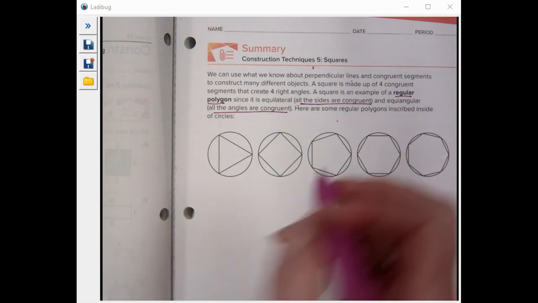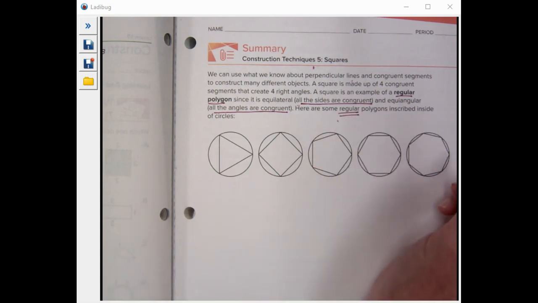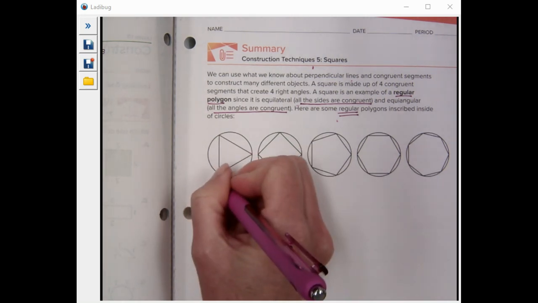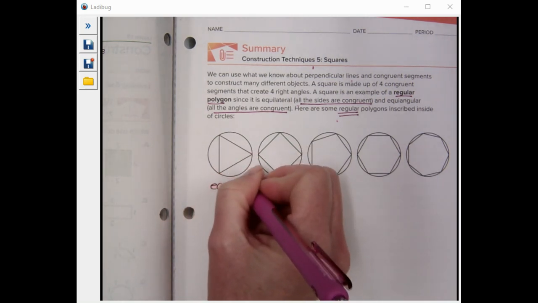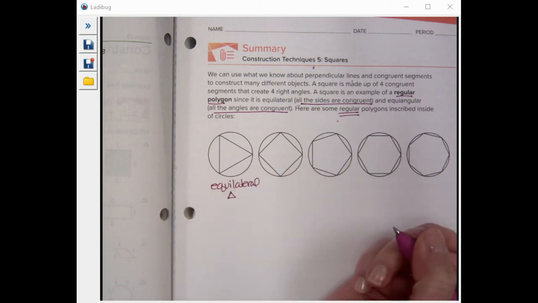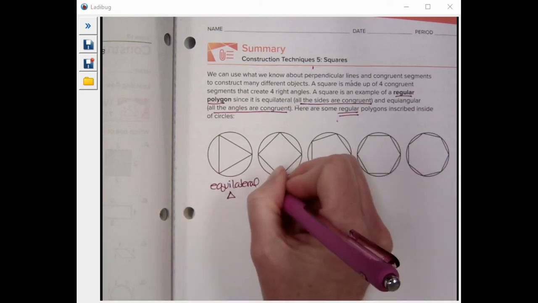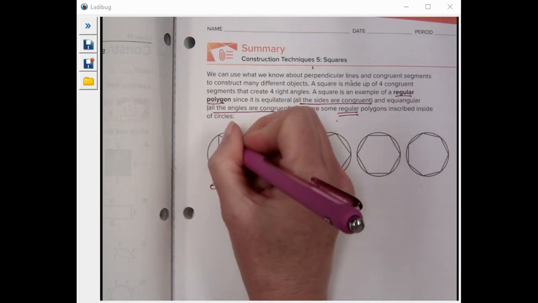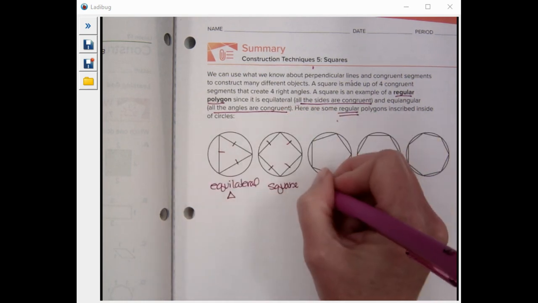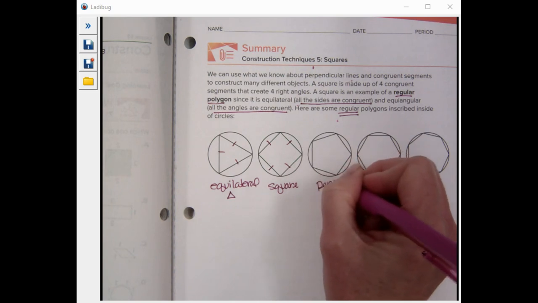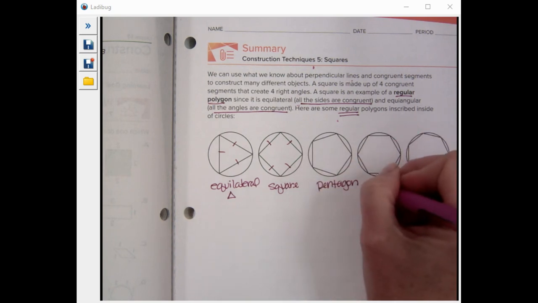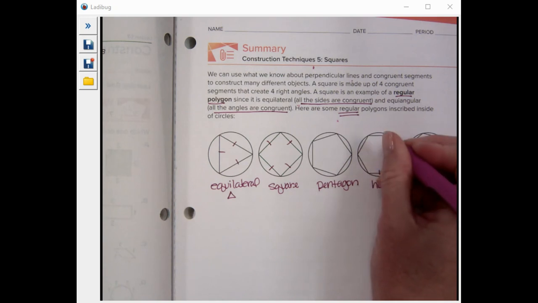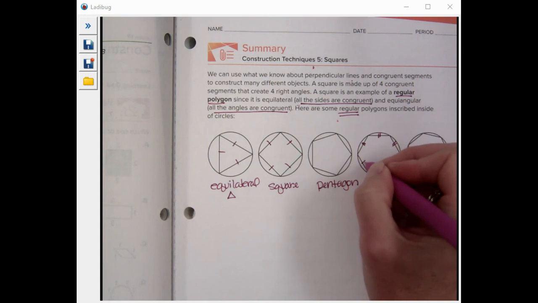These are some other regular polygons inscribed in a circle. We have already done this one. This was an equilateral triangle. That was a construction that you and I already did together. This was the square. You and I just did this construction. This is a pentagon. We've not done this one. This is a hexagon, 6 sides. You and I have already done this construction. All 6 of these sides are congruent.